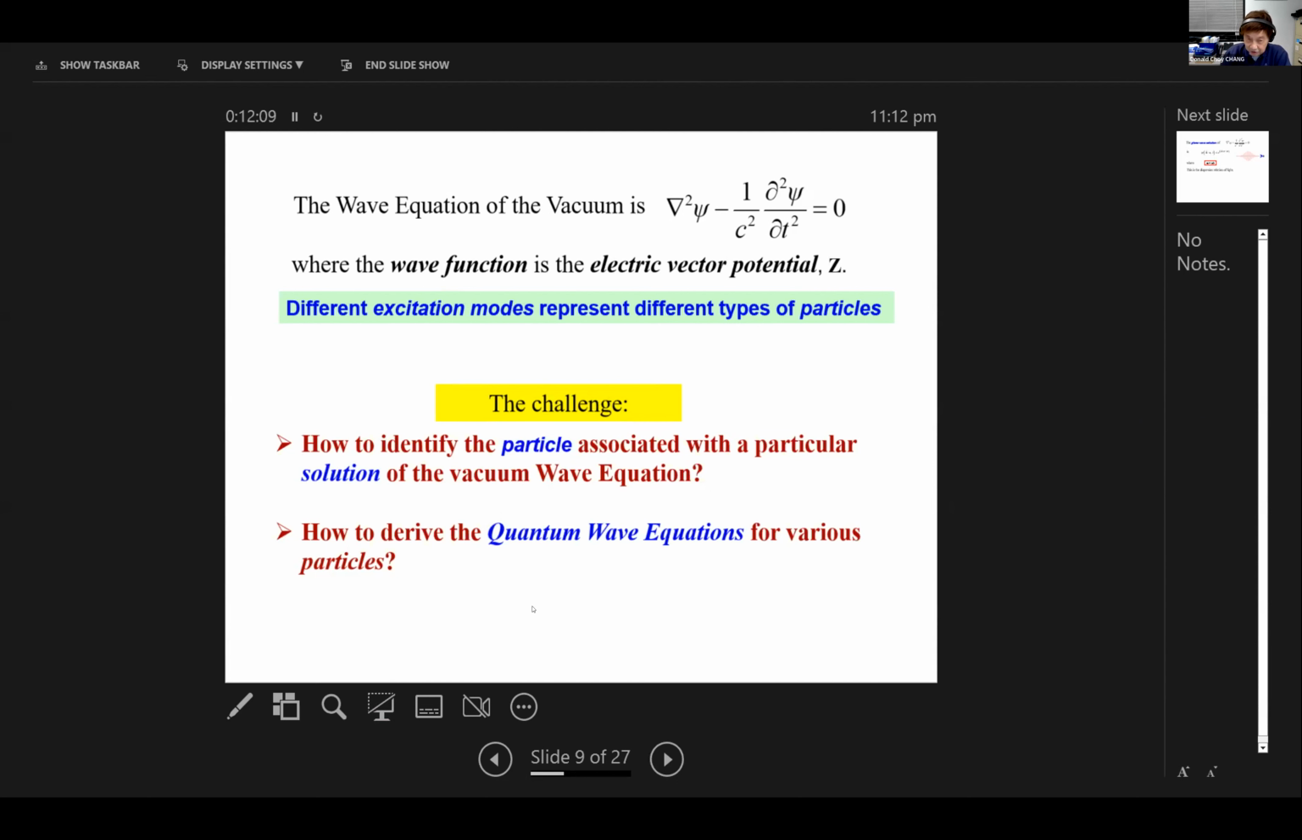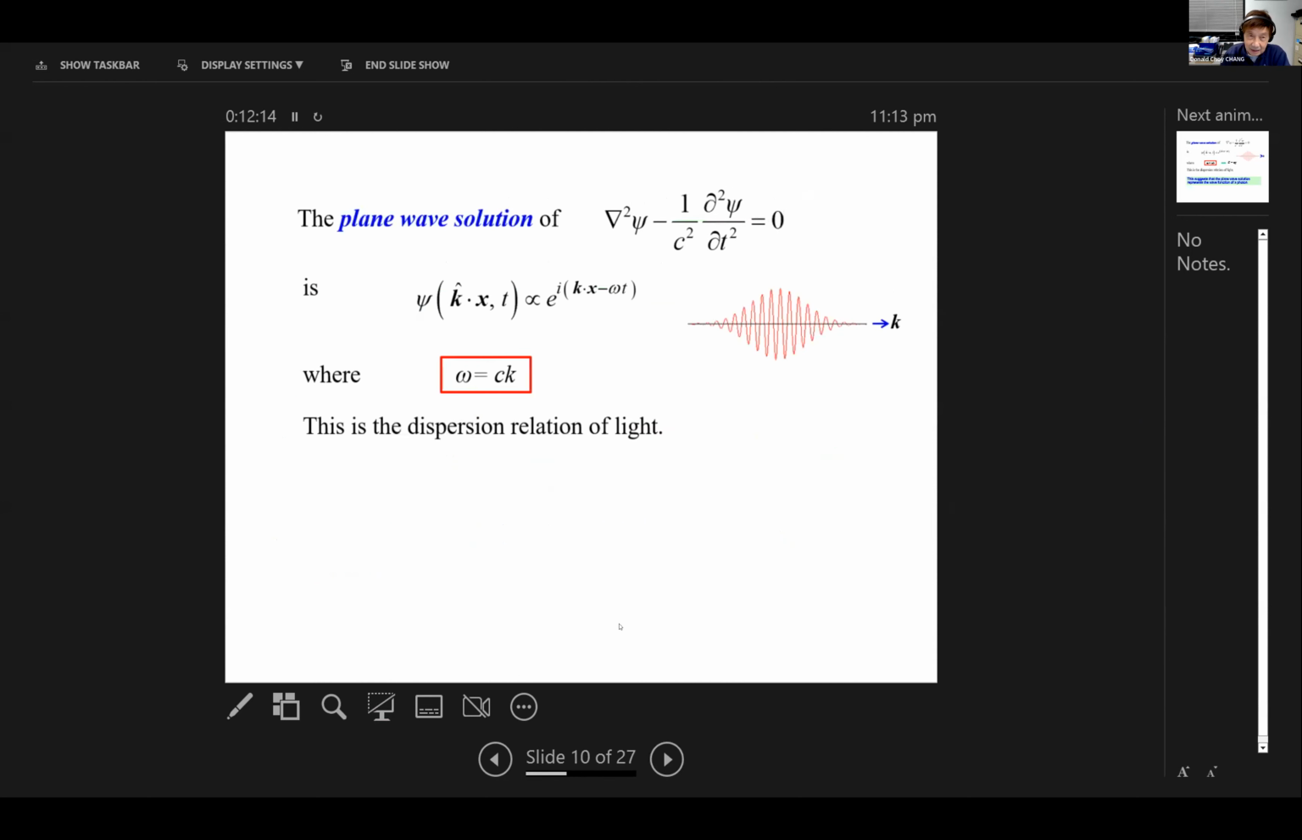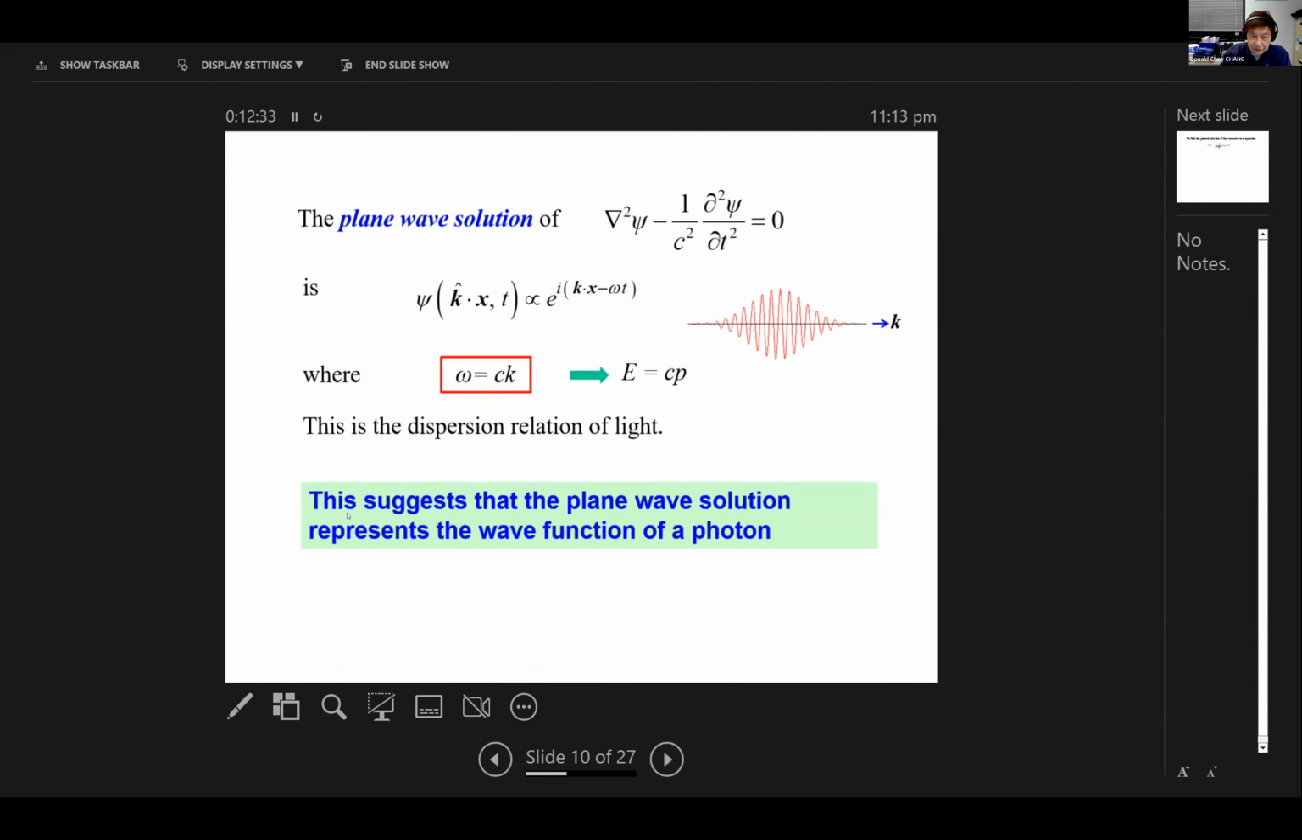Because this is a short talk, I will just give you some highlights. First, about the photon. The photon is very easy. Using this equation, if we look for the so-called plane wave solution, it has a dispersion relation. Omega is the frequency, K is the wave vector. This is exactly the dispersion relation of light. So this suggests that the plane wave solution represents the wave function of the photon.